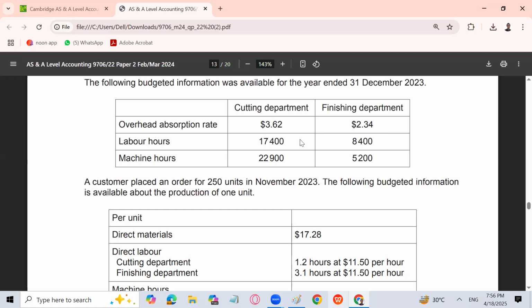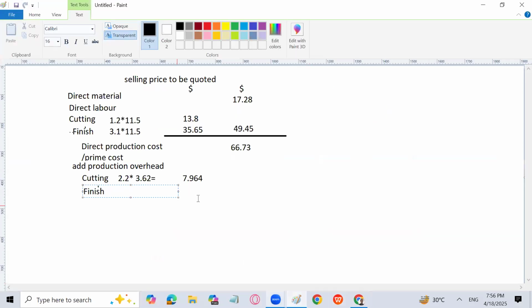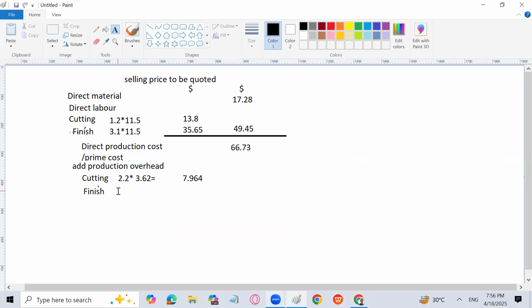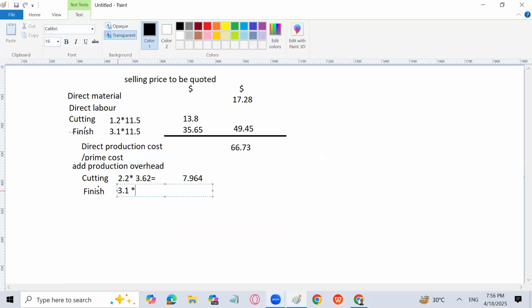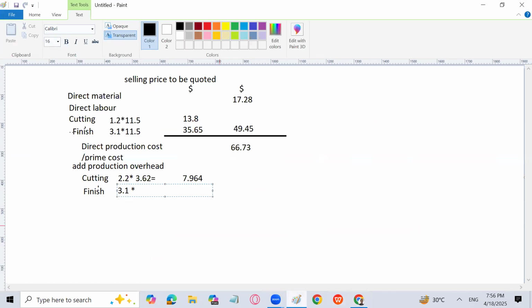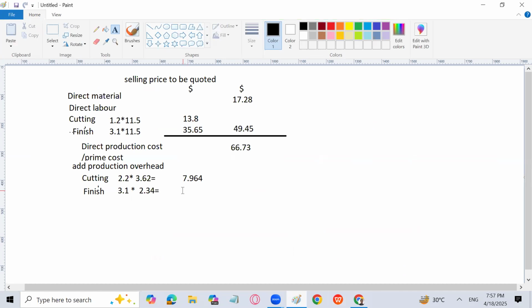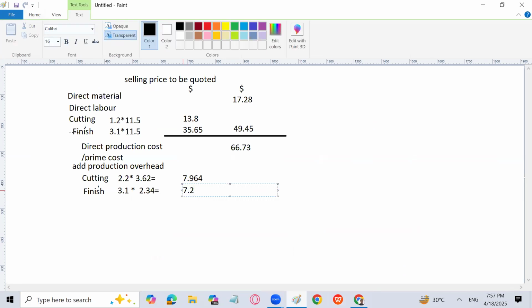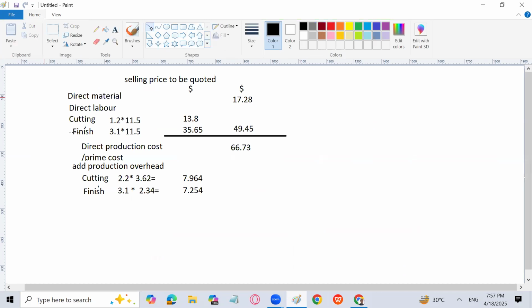So this is how we will do that. The finishing department labor hours consumed on each unit is 3.1, and the overhead rate in the labor department is 2.34 per labor hour. So multiply it, how much is it going to be? 7.254. So now you will add this up and you will get the overhead cost.